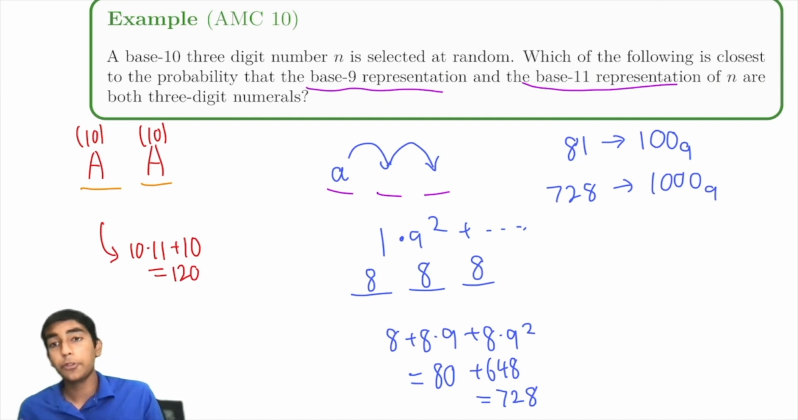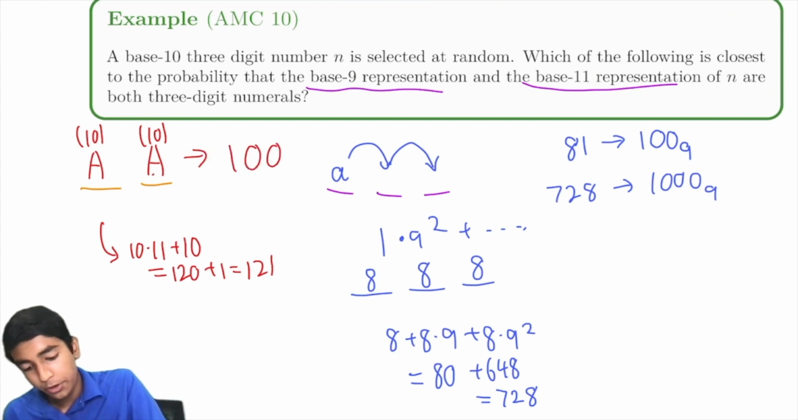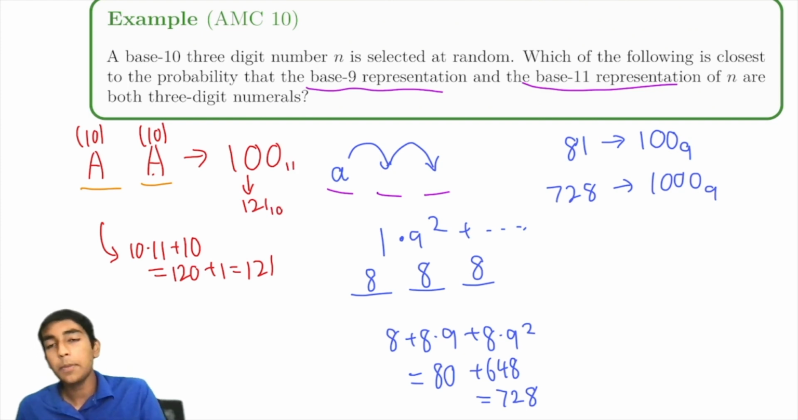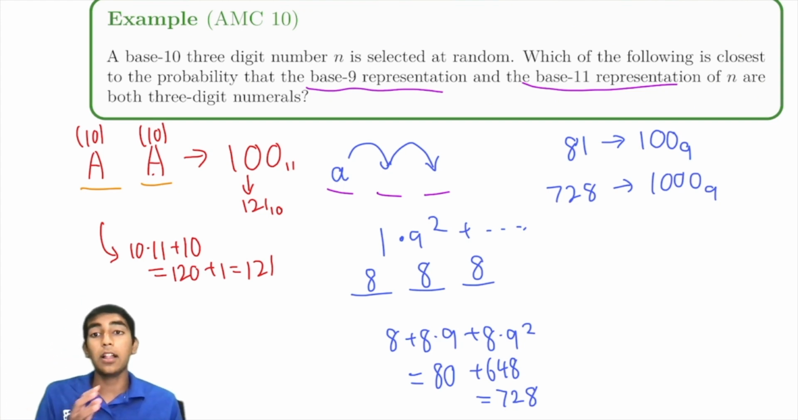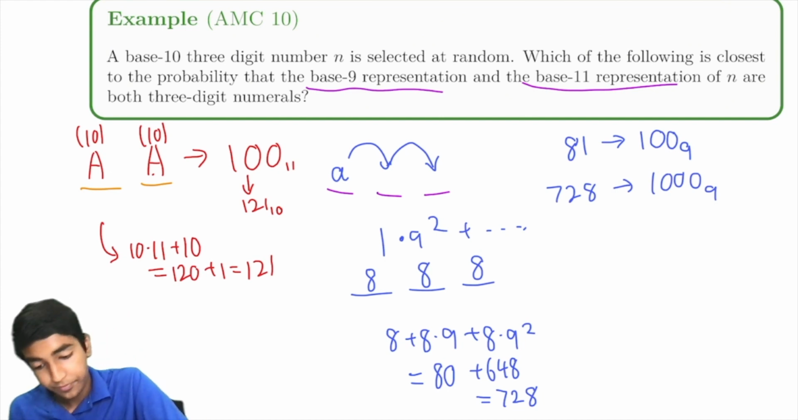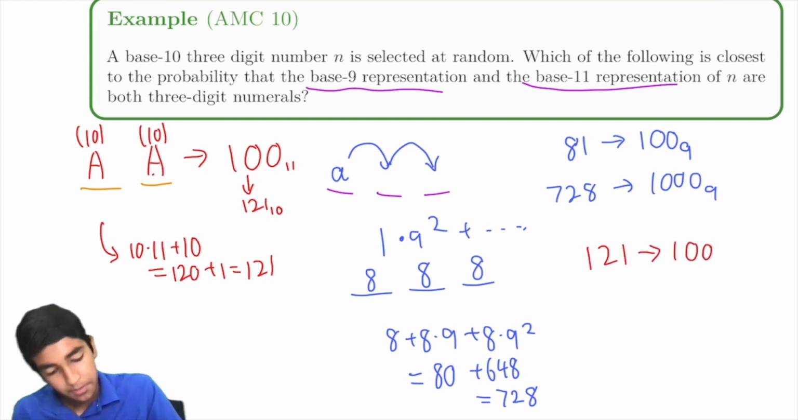The minimum possible for 3 digits is 1 more, because as soon as we add another 1, then we have 100, which is 121 in base 10. So 100 base 11 is 121 base 10. So the minimum possible value of a number such that it has 3 digits is 100 base 11, which is 121. So 121 is the minimum to get 100 base 11.